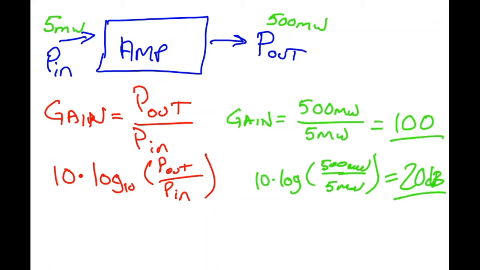Decibels were just put in place to try to make some of the later math easier when we're dealing with gains and losses a lot. So the nice part is we did a gain here. We went from 5 milliwatt to 500 milliwatts. Decibels actually work both ways.